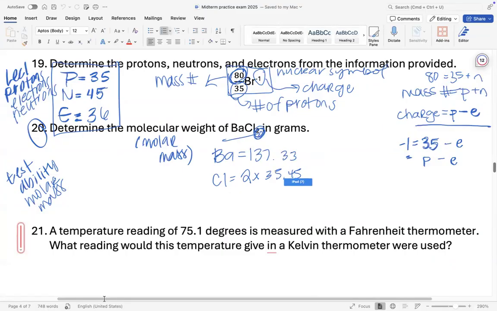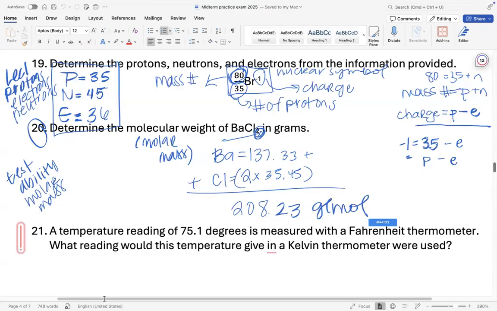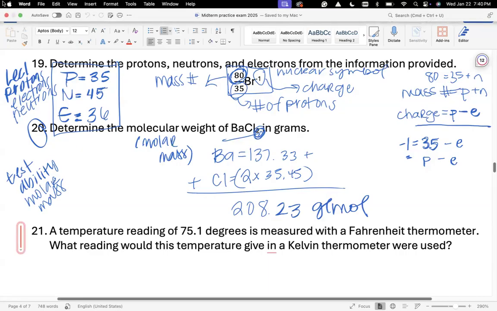All right. Then I add this all together. So I do 137.33 plus 2 times 35.45. And I would get the total value of barium chloride together, which is 208.23 grams per mole. Any questions?